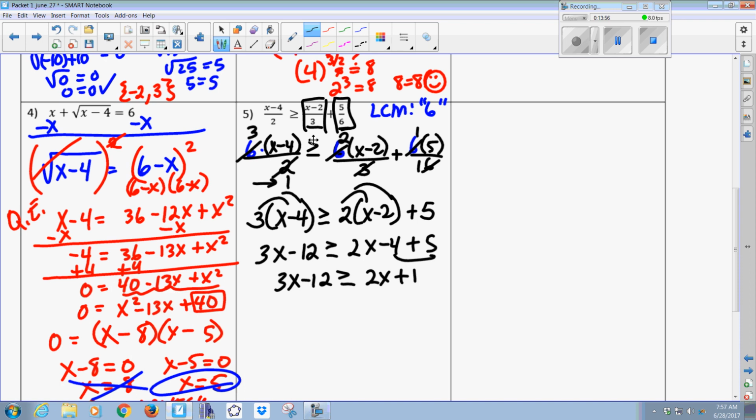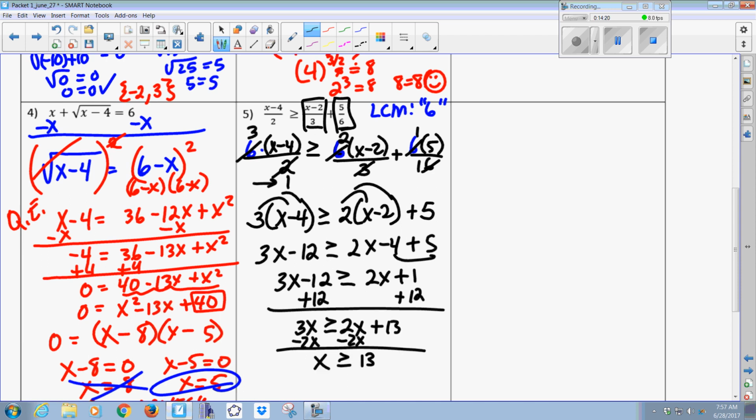So now to solve this, think about this as having an equal sign there, and you would get your x's on one side and your constants on the other. So I'm going to add 12 to both sides, and I have 3x is greater than or equal to 2x plus 13. And now I subtract 2x from both sides, and I get x is greater than or equal to 13.